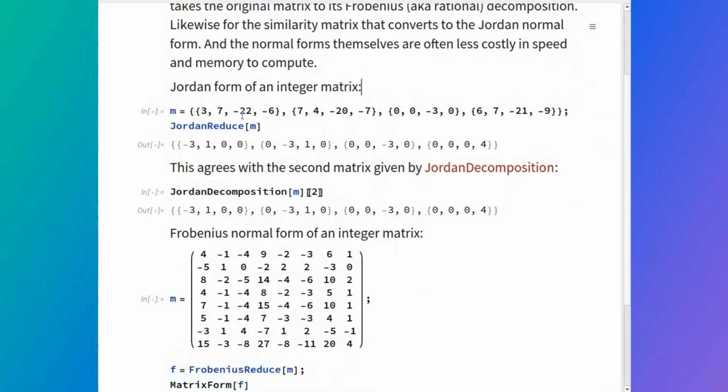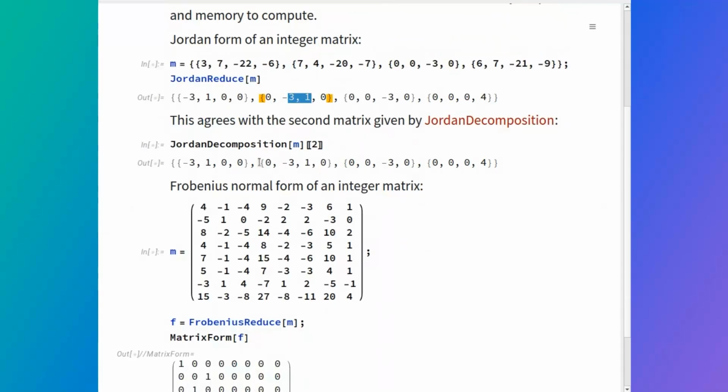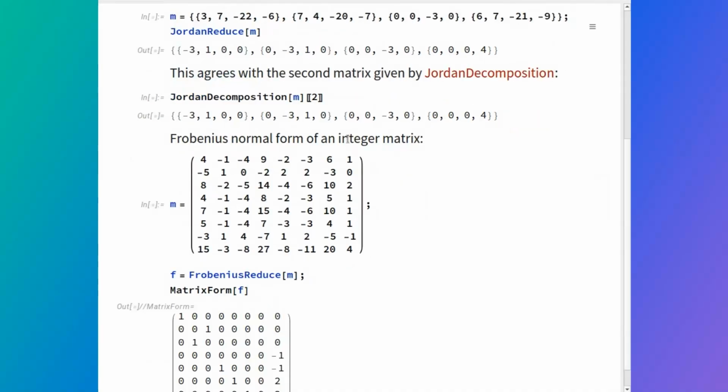So here's the Jordan reduction of an integer matrix. It's a very simple one. It has a repeated eigenvalue and it has non-trivial Jordan blocks, and it's the same as what we get from the second element of the Jordan decomposition. Just to clarify what we mean, the reduction gives the second part of the decomposition in this and many other cases. Usually the first part is the conversion matrix.